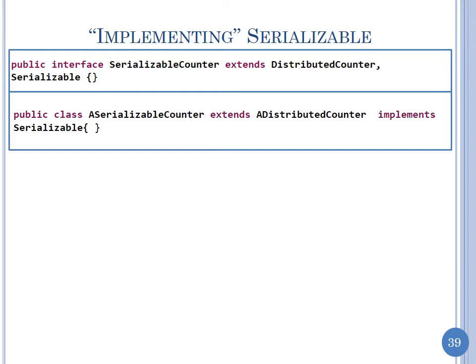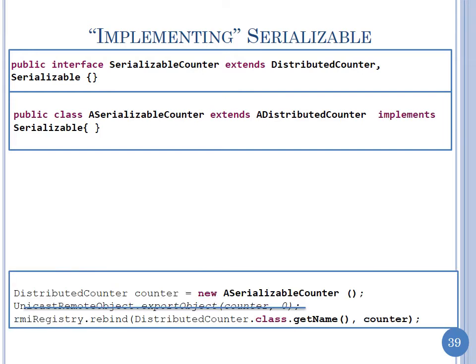So now I've got a separate class called SerializableCounter, a separate interface called SerializableCounter, no new method headers, no new method implementations, just labels. That's why I use the word implements in quotes. We're not really implementing any new methods, we're just saying we want to have this behavior. And now, if I don't export the object, but instead create an instance of a SerializableCounter, things work. I get no exception.